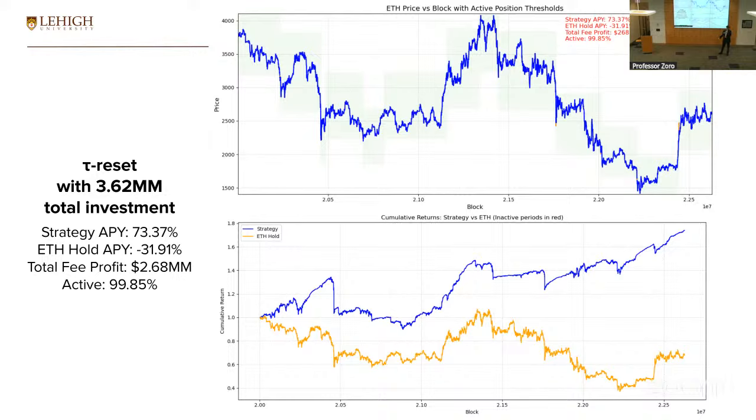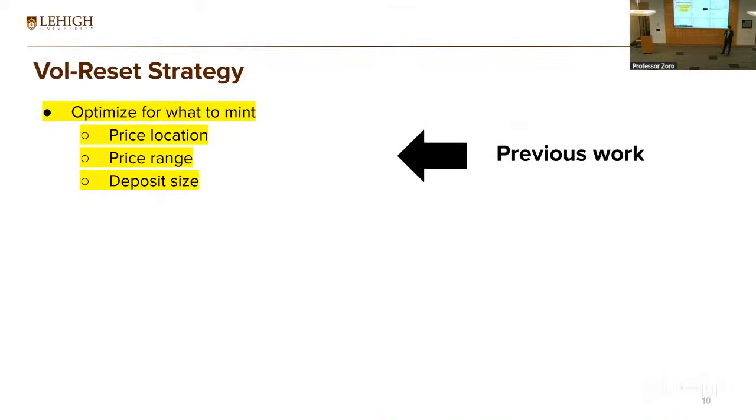As I mentioned earlier, the overall strategy we're looking for is how we can protect against situations like this, where we are getting gains on our Ethereum beyond just strictly holding it. So this is where I introduce the strategy that I've come up with. We have the vol reset strategy, as I've named it, because it's based on volatility.